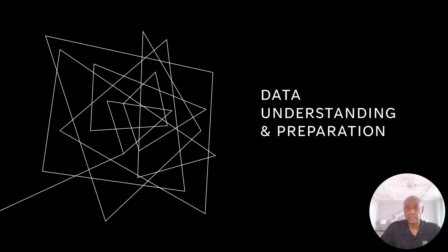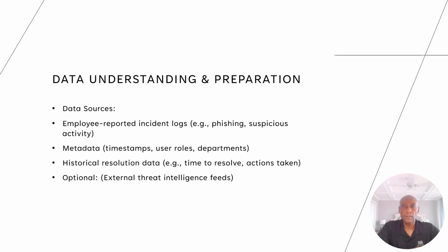Next is the data understanding and preparation. In the data understanding and preparation phase, you have to understand your data sources. So for those attributes, there are certain characteristics that you have to look for. Things such as the employee-reported incident logs, for example, phishing and suspicious activity. Then we have to have metadata, such as timestamps, user roles, and various departments.